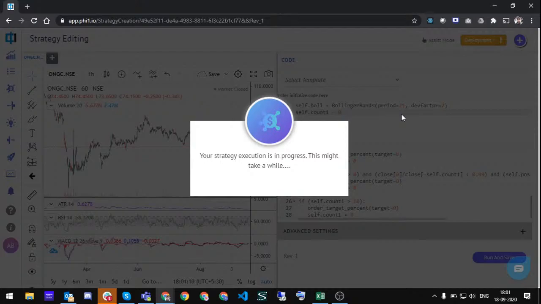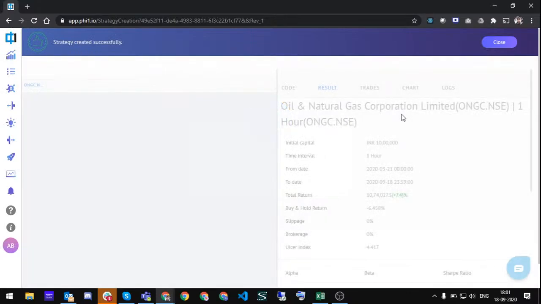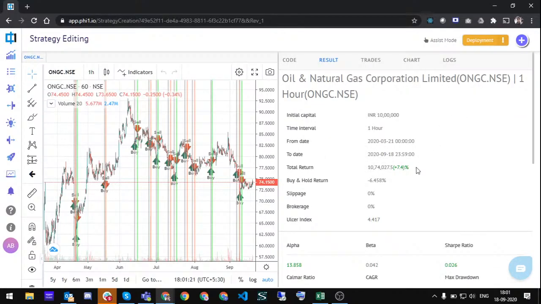Also, we've put in calendar-based risk controls, which is unique to our platform. We've not seen it happening in any other platform in this kind of a manner.